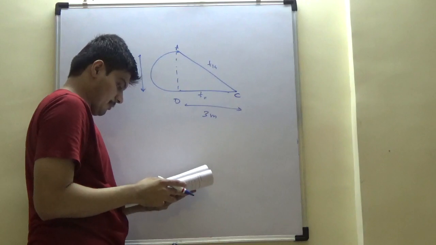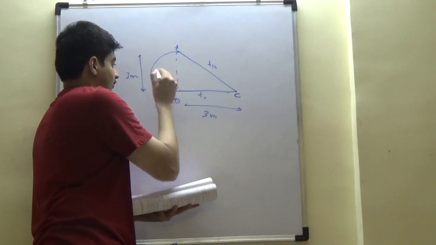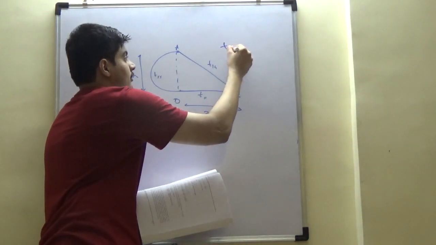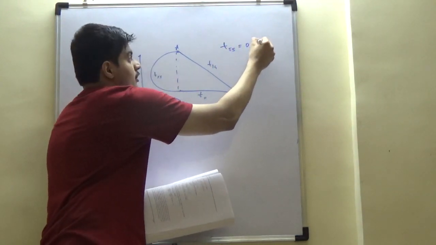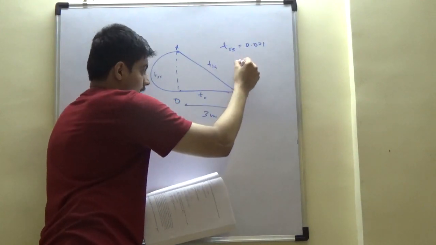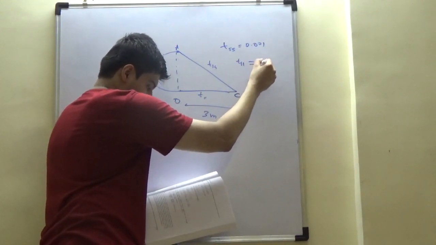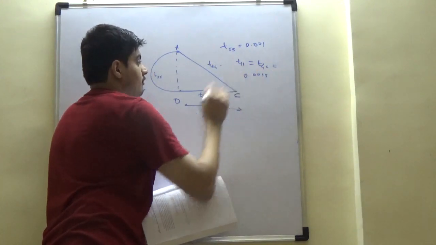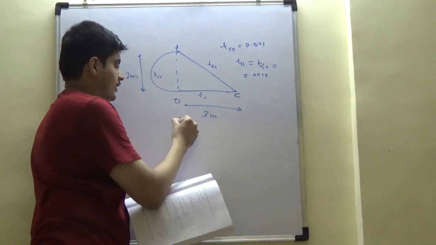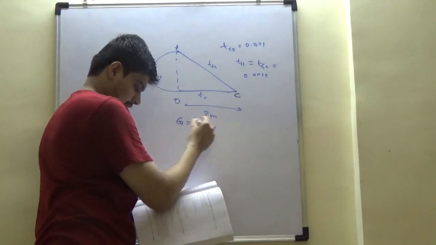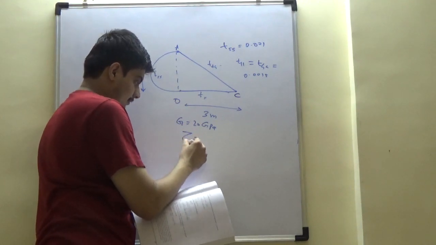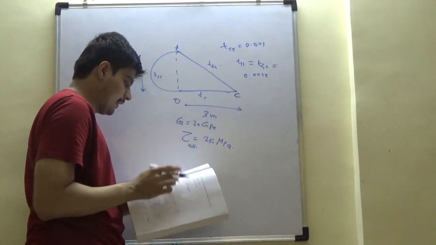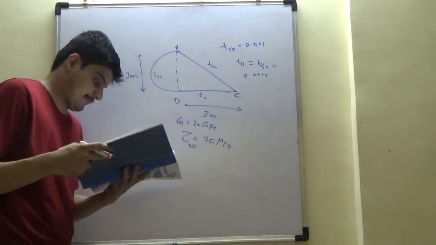So this diameter is also 3 meters. Now T55 is given as 0.001. T11 is equal to T44, which is equal to 0.0015. So the thicknesses are also given. G is 20 GPa and tau allowed, the stress allowed, is 250 MPa. We have to find theta, the angle of twist.